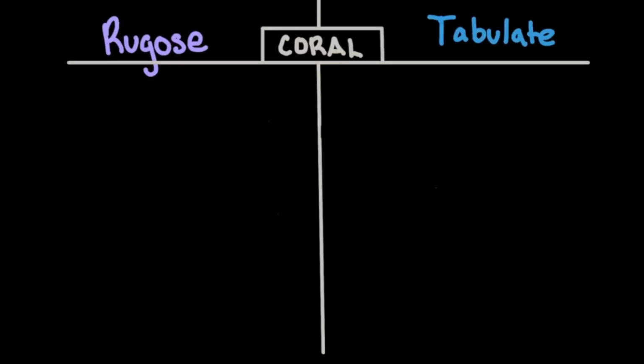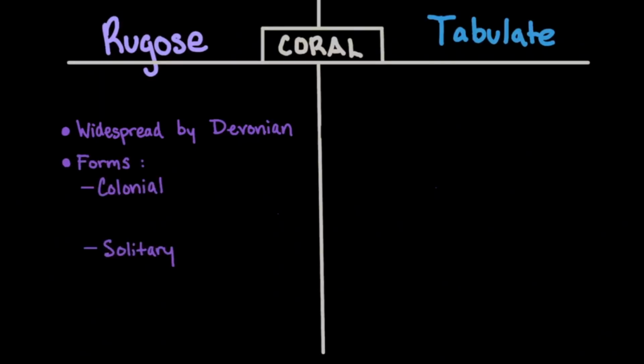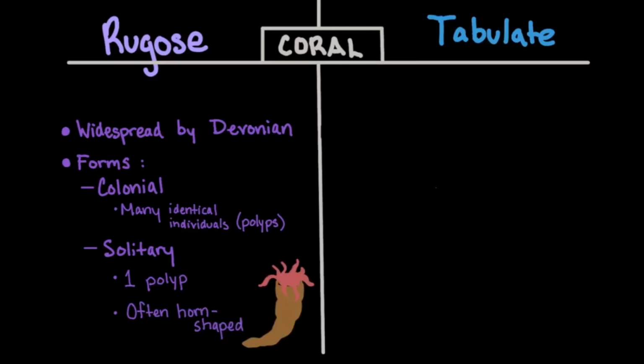Two major coral groups during this time were the rugose corals and the tabulate corals. Rugose corals evolved in the Ordovician but were most abundant during the Devonian. They existed in colonial and solitary forms. Colonial forms had many identical individuals or polyps making up the coral structure. Solitary corals are only made of one polyp or one individual. They are often horn-shaped.